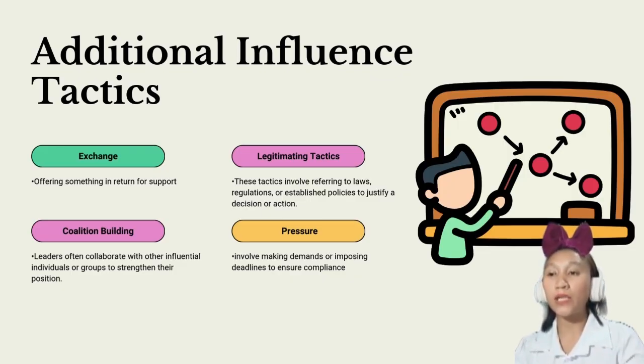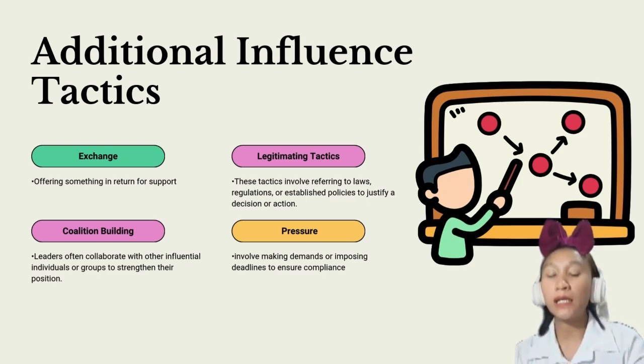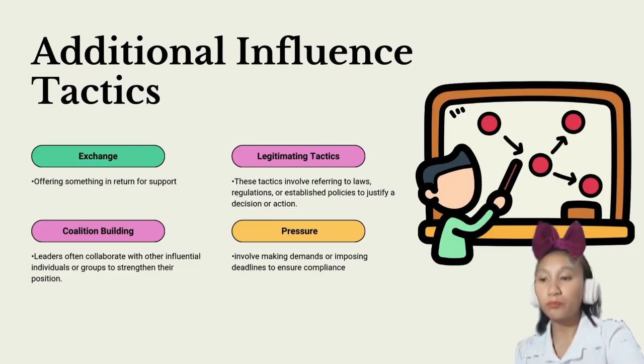And we have coalition building, where leaders often collaborate with other influential leaders or groups to strengthen their position. This is particularly important in intergovernmental relationships and when seeking to gain support from external stakeholders.